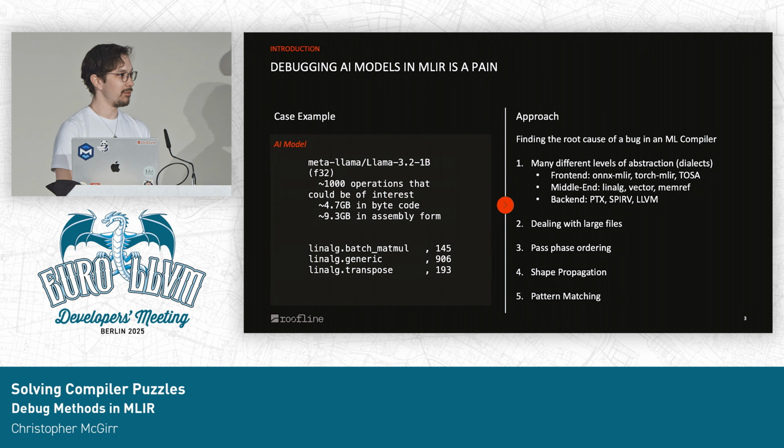You could have issues with some operations having undefined shape propagation. Maybe you're seeing dynamic shapes when you expected not to. And of course, maybe there are some patterns that are not matching. And all of these can be problems you encounter when you're trying to find why did my ML compiler fail to compile this ML model.